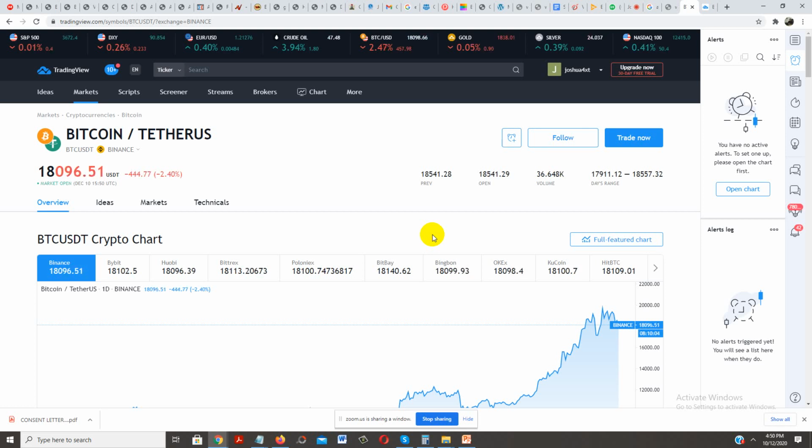I'm now scrolling down. You don't need to scroll down. Just go to Bitcoin slash USDT. Under that, you see full future charts, trade now. Okay, just read everything you are seeing there. It's not showing everything. Do I need to click trade now?